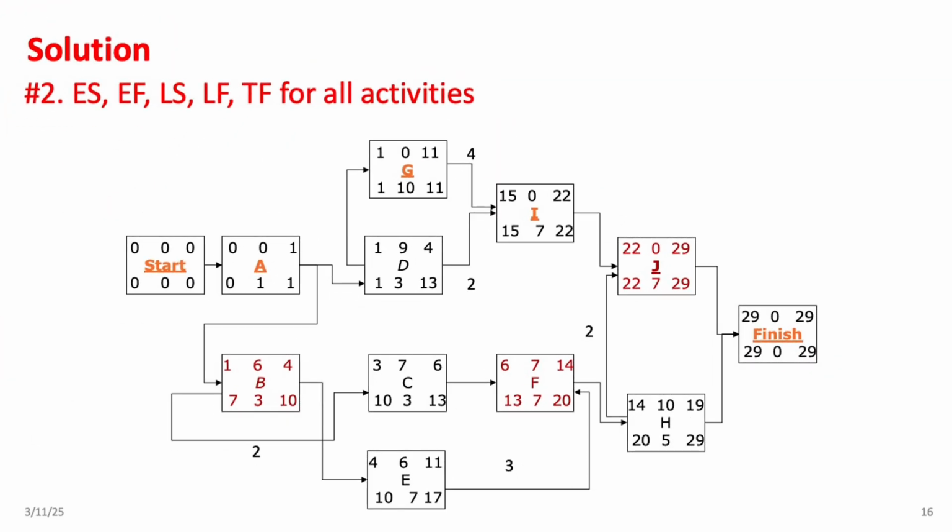So let's take a look at what we've got in our network. First, the start milestone always has 0 values for time and float because it's just the starting point of the project. It doesn't have any duration. Now, if we jump to the finish milestone, we see that both its early and late times are 29, which tells us that the total project duration is 29 days. And since this marks the end of the project, its total float is always 0.